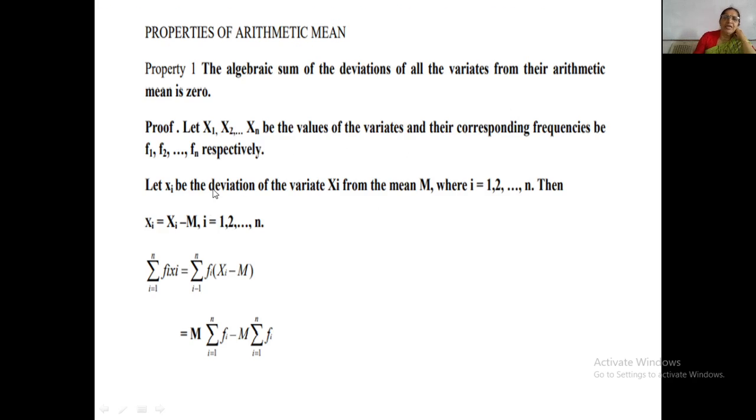Now we will prove this property using the corresponding frequency distribution. Suppose you have n observations x1, x2, ..., xn with corresponding frequencies f1, f2, ..., fn respectively. What is the deviation of the i-th observation from the mean m? Let us take it as small xi, so small xi is equal to xi minus m, where m is my arithmetic mean. If I take the sum of deviations of all observations from my arithmetic mean, that is the summation of fi into small xi, where small xi is the observation xi minus the mean m.